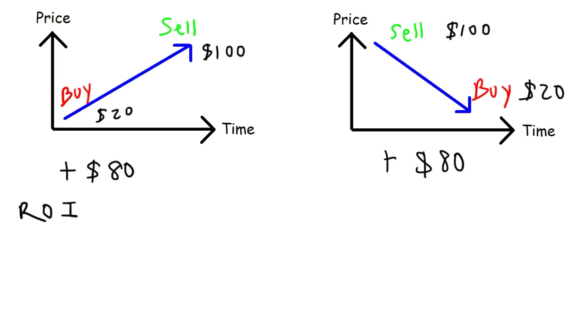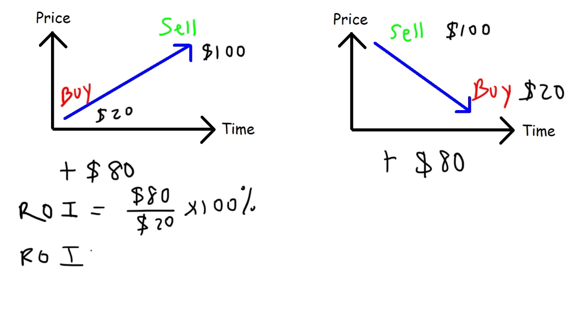So the return on investment is going to equal the gain divided by the original cost times 100%. So with the example on the left, the gain is $80. The original cost or investment was $20. And multiplying that by 100%, we get an ROI of 400%, which is pretty good.